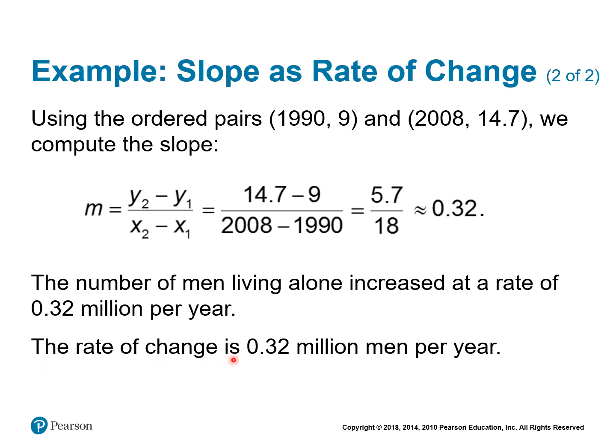So the rate of change is 0.32 million men per year, and per year represents the unit change in the x values, in the x coordinate. In this example, it's the year. As we moved on from one year to the next year, the change in the y value was 0.32 million. All right.